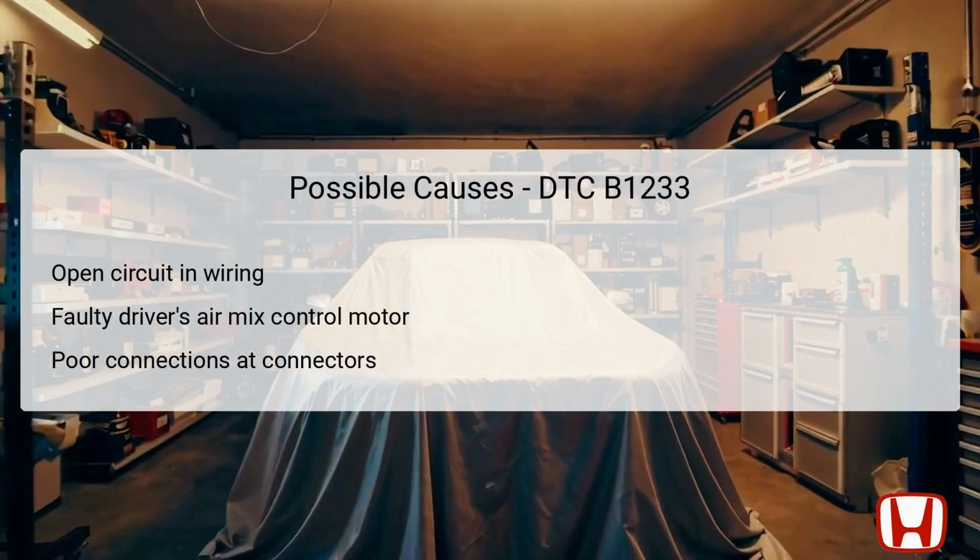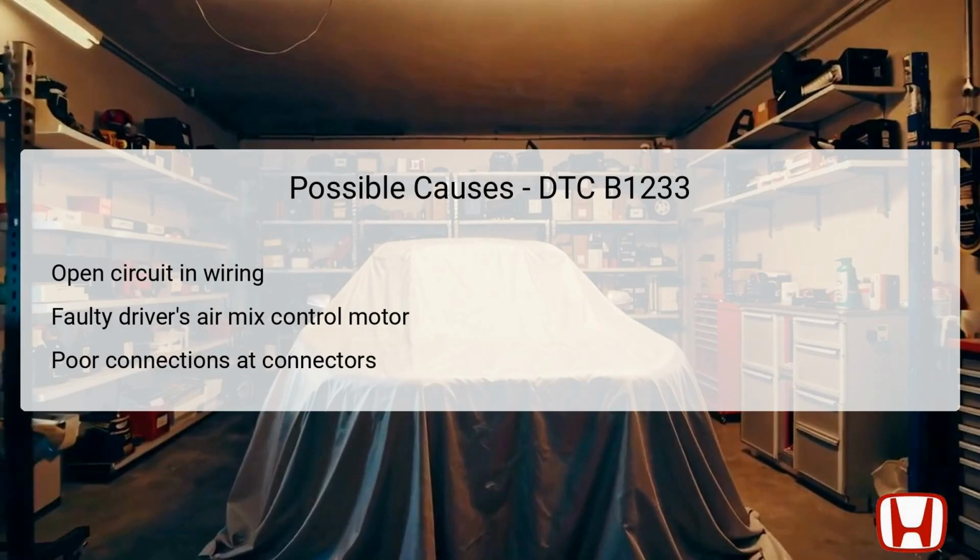Several factors can lead to the occurrence of DTC B1233 in your Honda Accord. The most common cause is an open circuit in the wiring, which could arise from frayed, broken, or disconnected wires in the air mix control motor circuit.